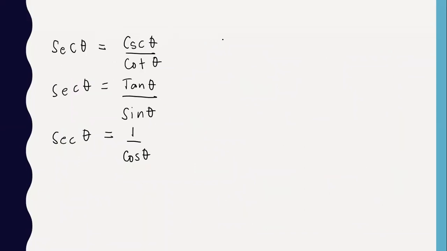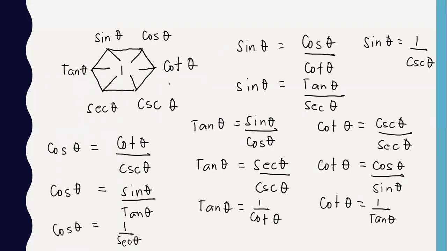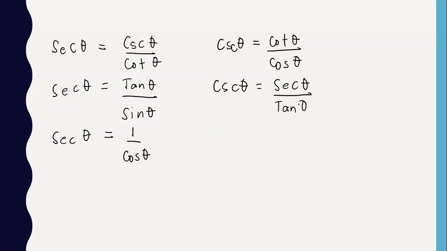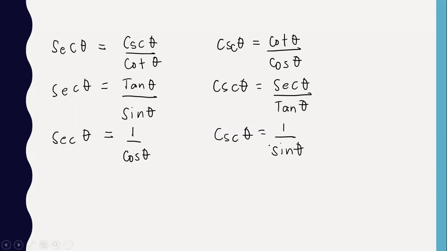And we have cosecant theta is equal to cotangent theta over cosine theta. Or cosecant theta is equal to secant theta over tangent theta. And cosecant theta is equal to 1 over sine theta. Okay, this one is under the trigonometric relations, the reciprocal relations for the trigonometric functions.